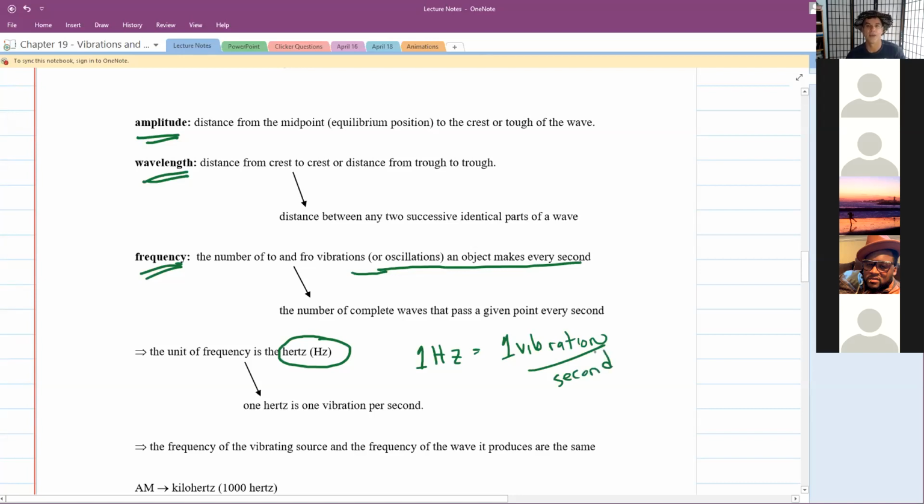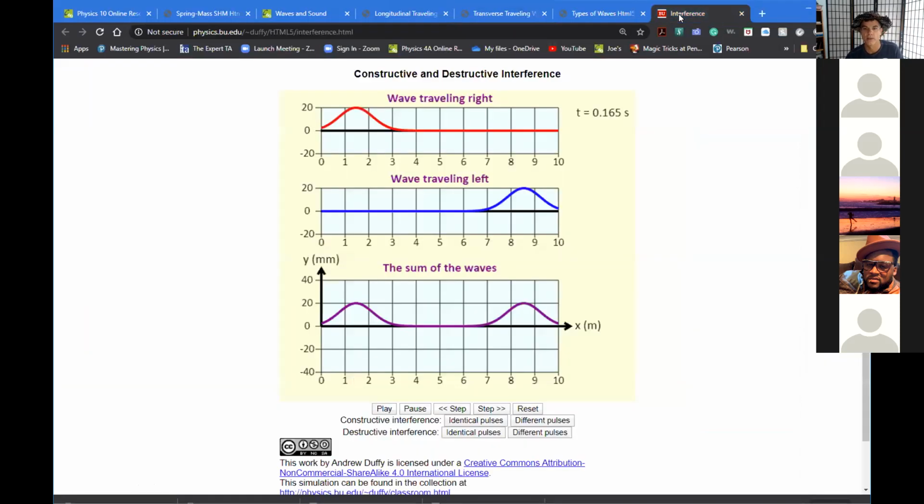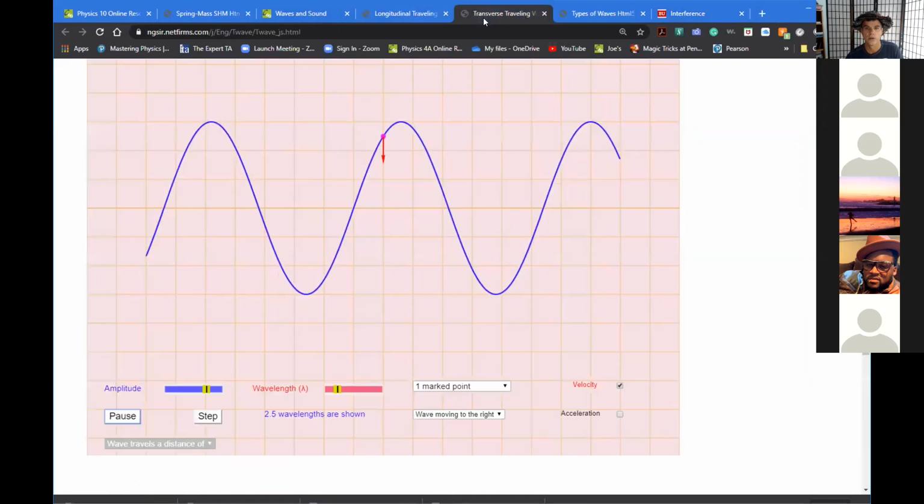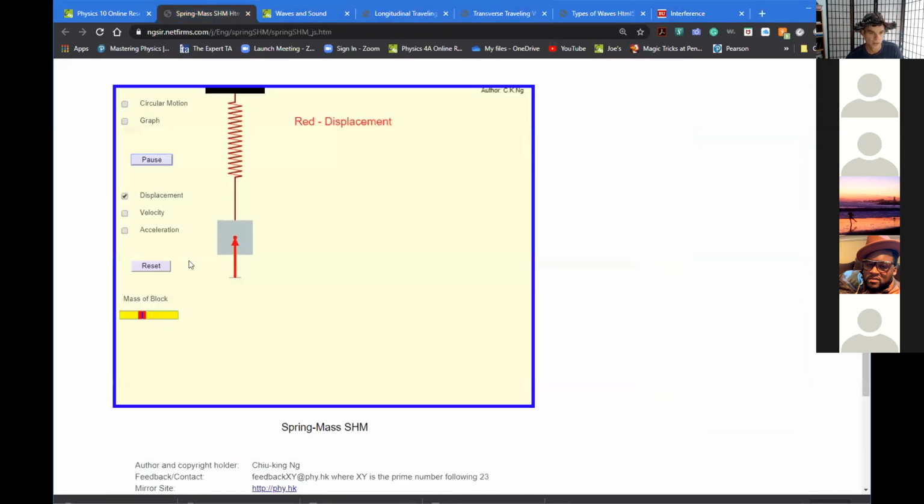So if I have an object, let me do a new share again. Let's go back to this, the spring mass. Here I can't really vary this very much, but this thing is oscillating up and down. If I counted how many times it oscillated up and down every second, that would be its frequency. Right now, this looks like it's oscillating up and down maybe once a second. Its frequency would be 1 hertz. If I change the mass of the block, reset.